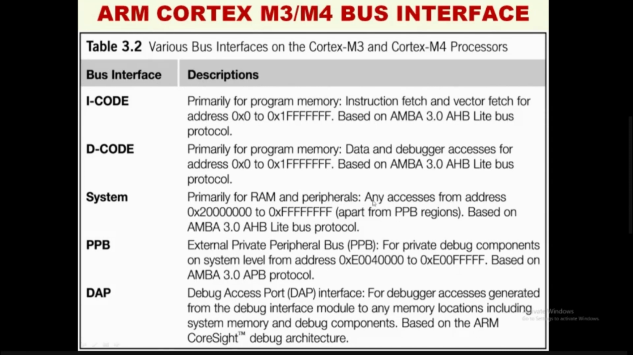So to bring data from the RAM or the variables, we have a separate system bus, which is coming through the PPB, the private peripheral bus. Apart from the private peripheral bus, there is something like the AMBA High-performance Bus Lite bus protocol. Then there is the private peripheral bus, which is AMBA APB, the Advanced Peripheral Bus protocol. And the debug access port is for debugging kind of things.